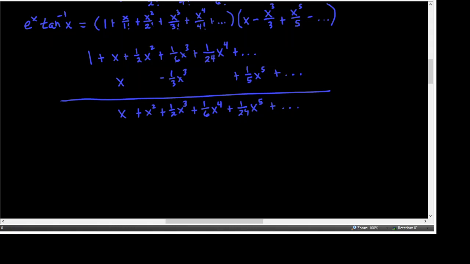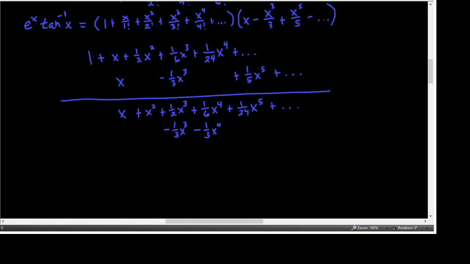-1/3 x cubed, by each term in the top polynomial. So -1/3 x cubed times 1 is -1/3 x cubed. -1/3 x cubed times x is -1/3 x to the 4th. -1/3 x cubed is -1/18 x to the, oops, did I skip one? I sure did. Back up, let me do that correctly.